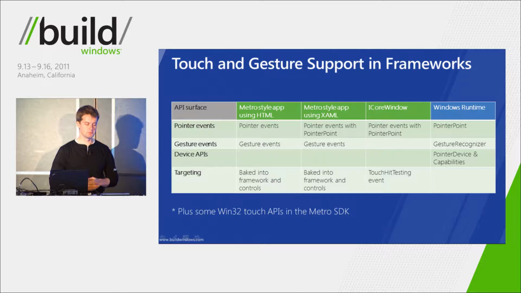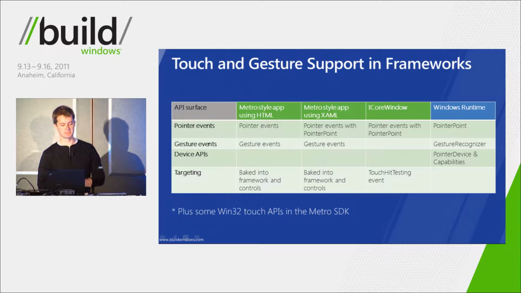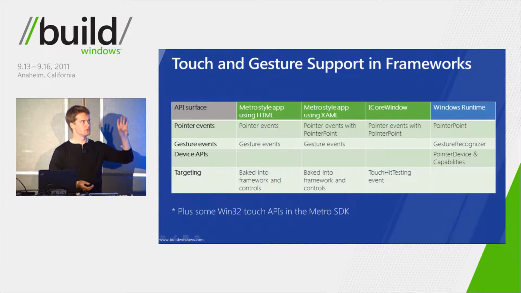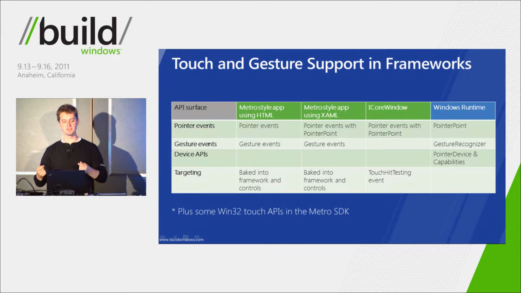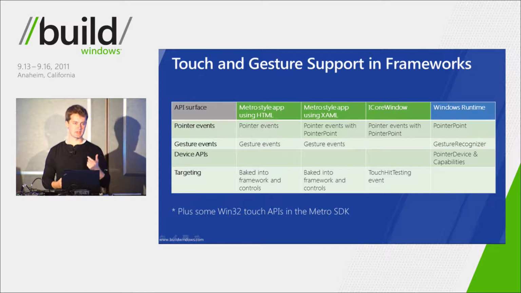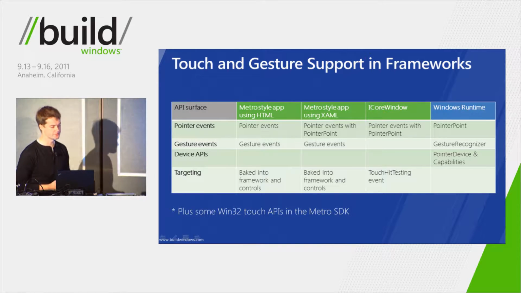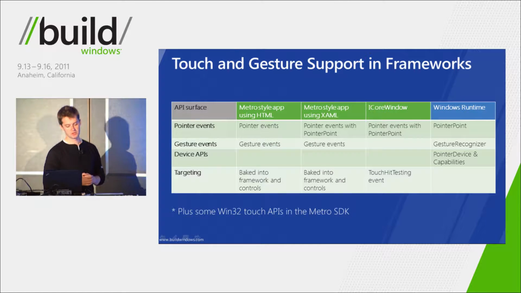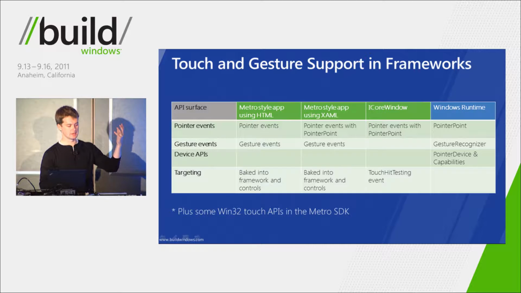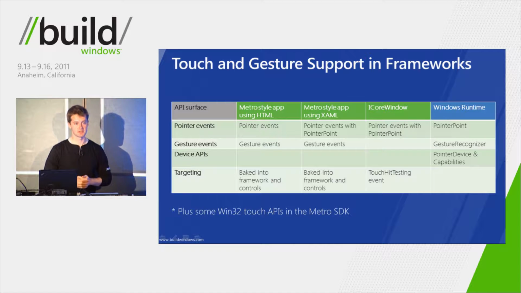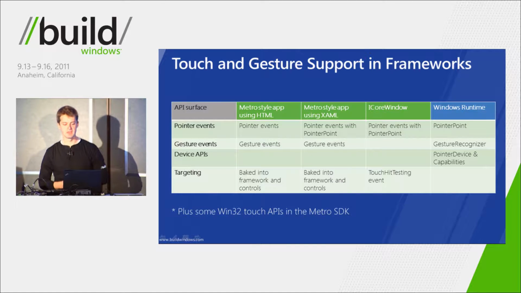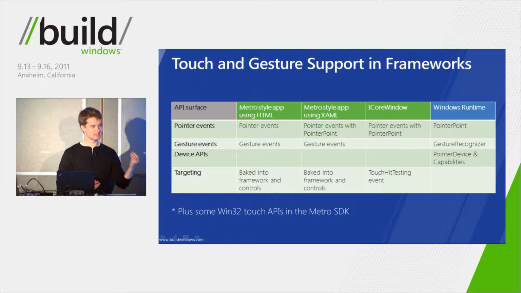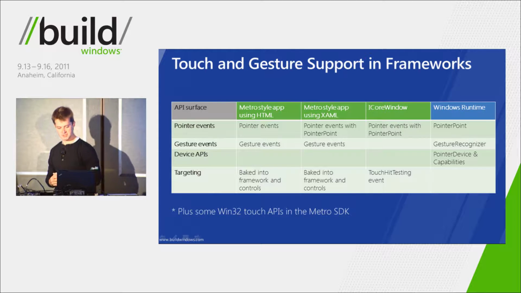XAML is similar, but XAML is a little more towards the runtime side. There are pointer events, very much the same as you get in HTML, but they natively give you back a pointer point, which is our runtime class that represents a single packet of pointer data. There are gesture events as well. They're very similar to the set of gestures that you get through HTML, and style-wise, they look a lot like the events that come out of the gesture recognizer, our Windows runtime gesture detection component. And again, we've cooked all our targeting goodness directly into the framework. So a XAML button behaves very similar to an HTML button. Under the covers, it knows all our heuristics and is plugged into the targeting logic.